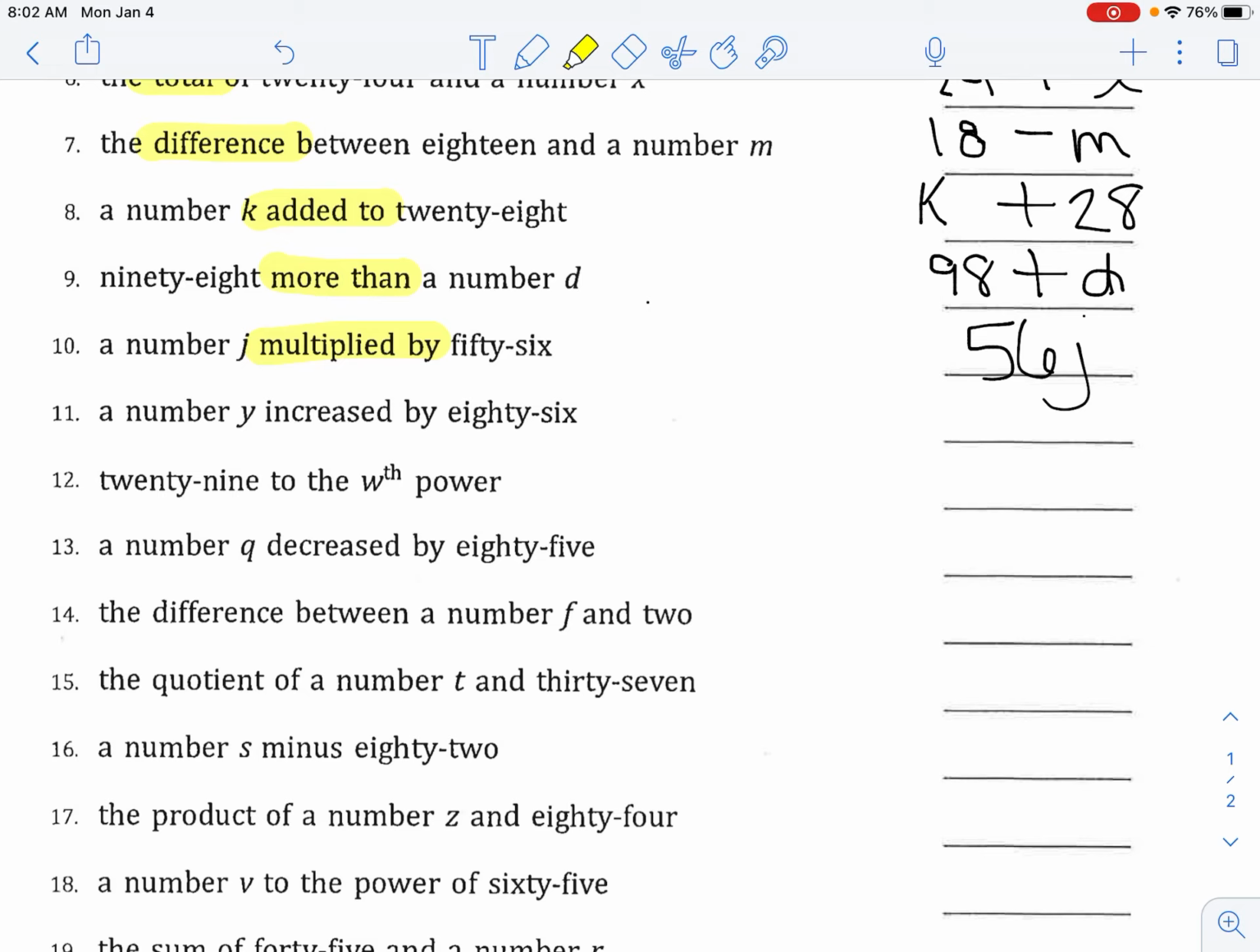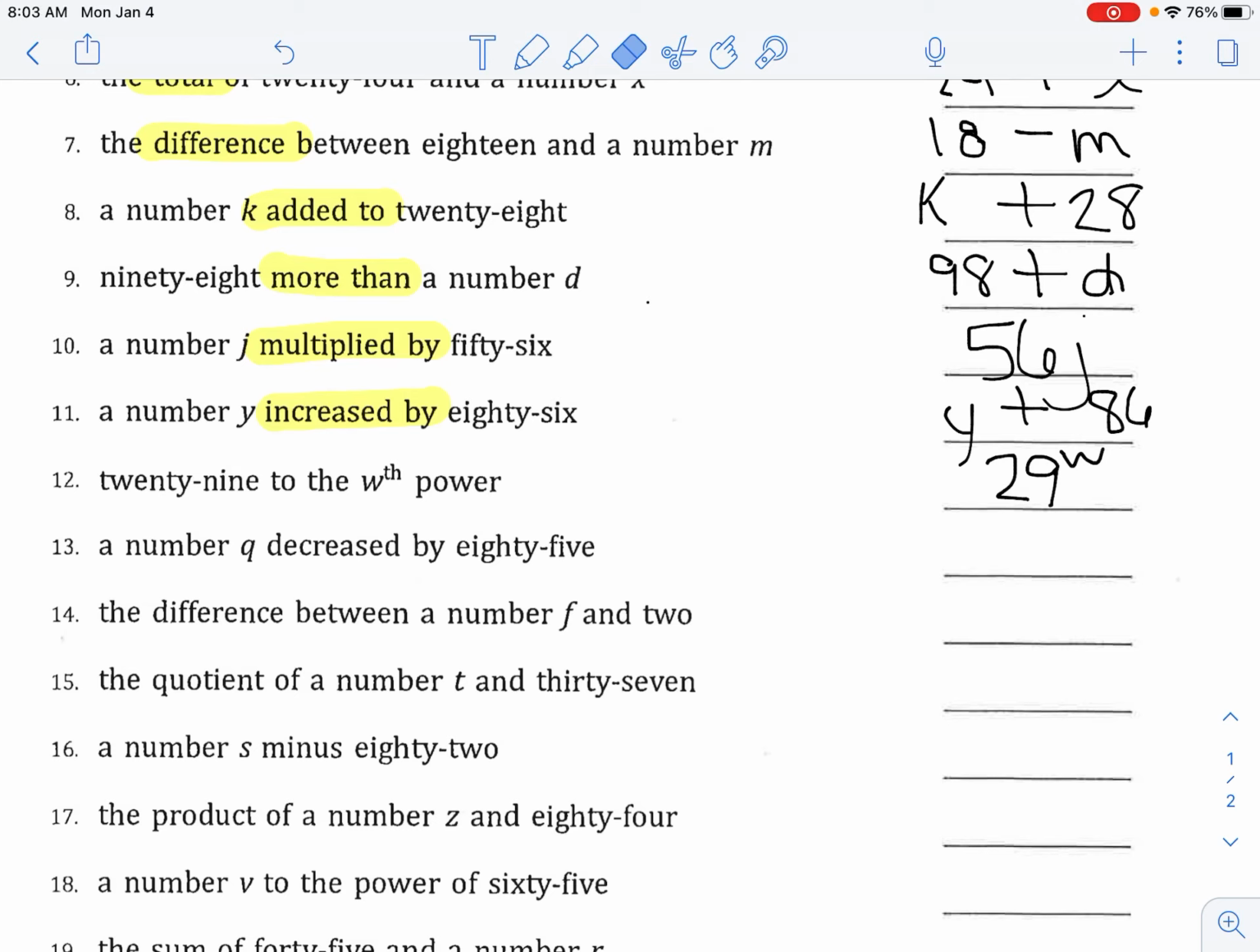Number 11, a number y increased by 86. Increased by means we're adding. So a number y plus 86. Y plus 86. Number 12, 29 to the wth power. So this one's a little bit different, kind of funky. 29 to the wth power.